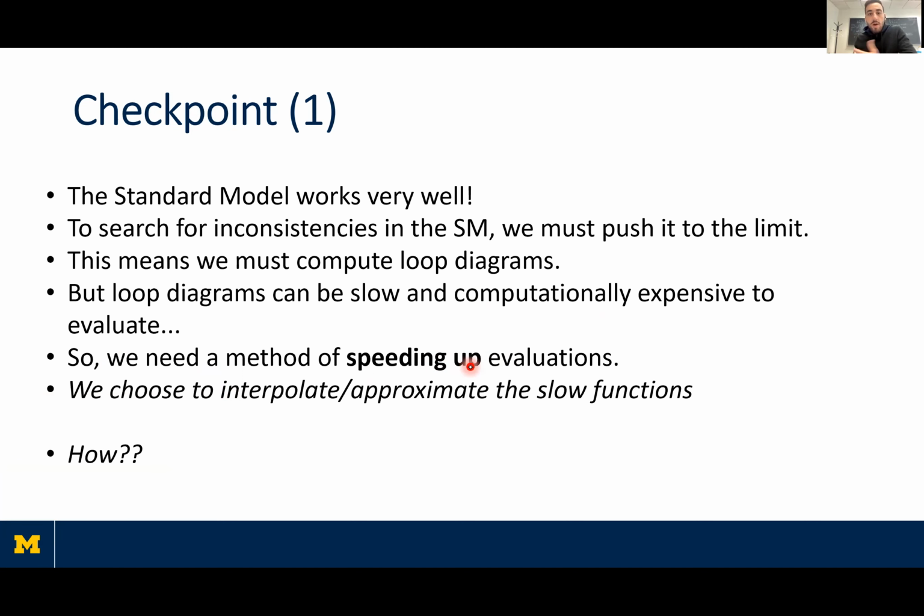We need a way of making loop computations really fast so that we don't have to wait too long to get our results. We can generate much data for the LHC and so on. So how should I do this? If I want to speed things up, we choose to interpolate and approximate these slow functions. That's one way of speeding up the computations. So I want to take a very slow function to evaluate, approximate it, and then hopefully compute it much faster. So how do I do that? Here's where neural networks are going to come in. We're going to use neural networks to approximate this box integral that's very slow to evaluate.